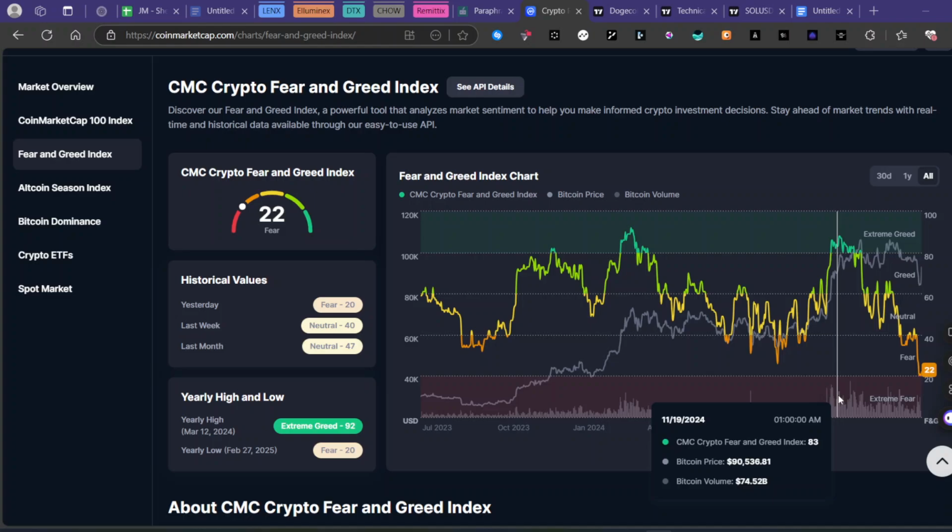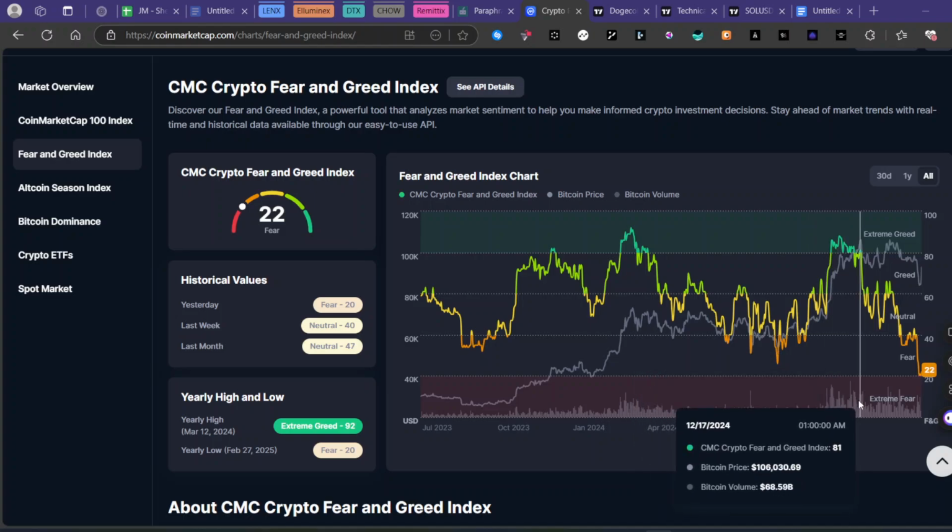It can also help you avoid emotional trading. Many traders fall into the trap of buying when prices are skyrocketing and selling in panic when the market crashes. By using the fear and greed index, you can step back, analyze sentiment, and avoid making impulsive decisions.